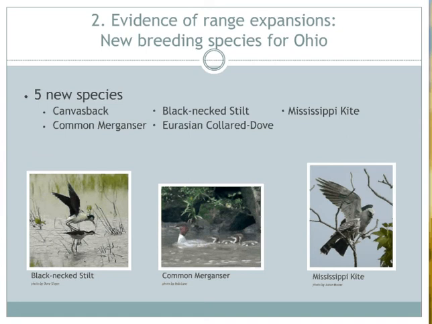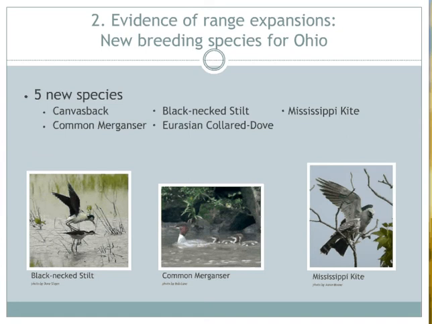And during the Atlas, we found 5 new species that were not documented as breeding in Ohio previously, including canvasback, common merganser, black-necked stilt, Eurasian collared dove, and Mississippi kite. A few of these species I think we're going to start to see with increasing occurrence in Ohio, particularly common merganser and Eurasian collared dove. Mergansers are doing really well in northeastern Ohio, partly because of nest boxes that volunteers are putting up and monitoring. So we're really seeing them in a number of locations.